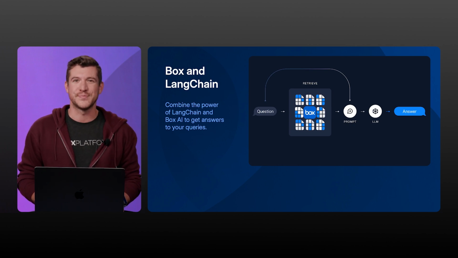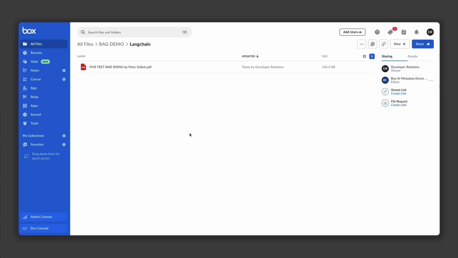Let's see this in action. This example will demonstrate using Box AI to provide a long description of a character from 5 feet high and rising, a script from Peter Soleil, and then use ChatGPT to recommend 5 actors to cast in the role based on that description. Here is the script in Box.